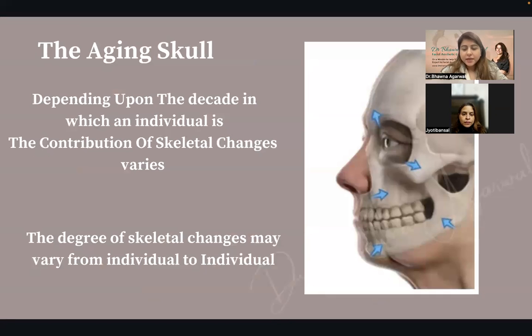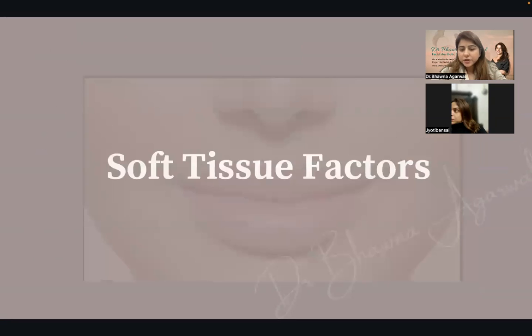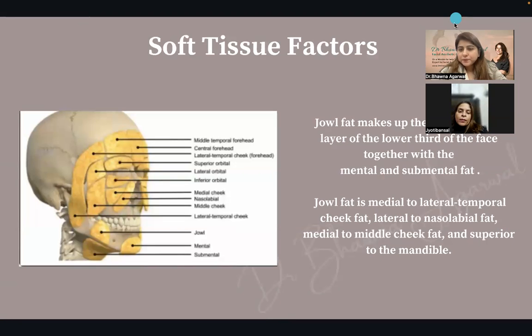Don't go by this. Now, the aging skull: depending upon the decade in which an individual is, the contribution of skeletal changes varies. If you have an individual between 30 and 40 years of age, the skeletal changes will be minimal. If someone is 50 and above, we expect the skeletal changes to be more. So we need to keep in the back of our mind and keep analyzing the contribution of each layer. If you're injecting a 50-year-old, the contribution of skeletal factors is obviously going to be more. The degree of skeletal change may vary from individual to individual. Then there are soft tissue factors.